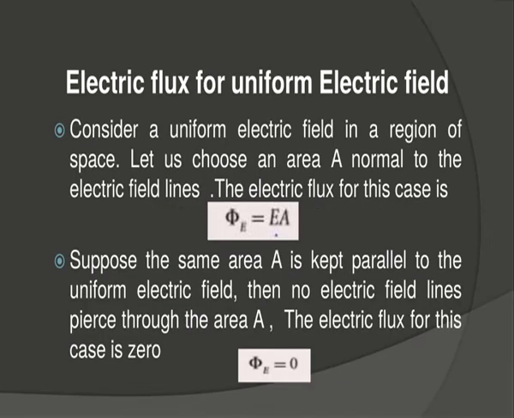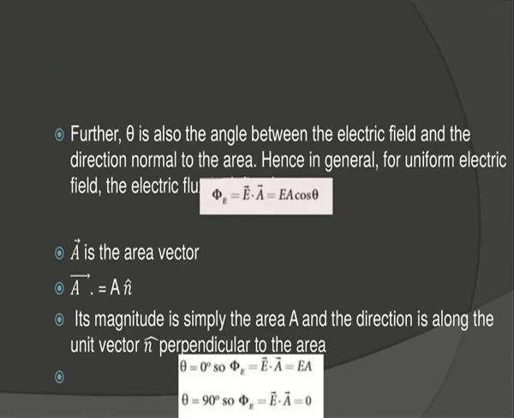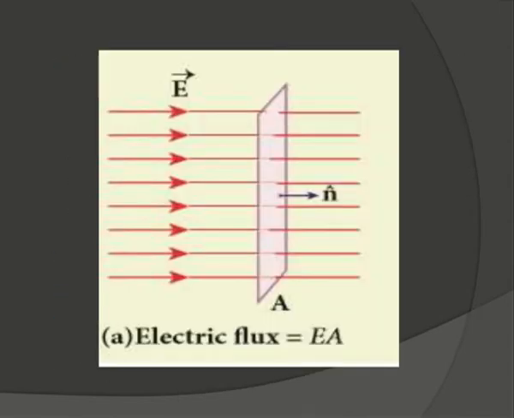Now, electric flux for a uniform electric field. Consider a uniform electric field in a region of space. Let us choose an area A normal to the electric field lines. In this figure, the area is normal to the electric field line. Normal means perpendicular. The electric flux for this case is phi equals E into A. Phi is nothing but the electric flux. So here electric flux is E into A, electric field into area.